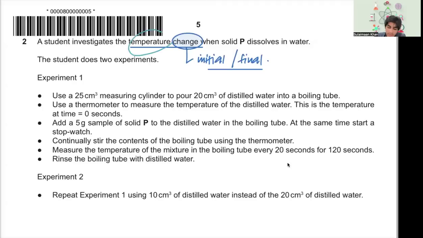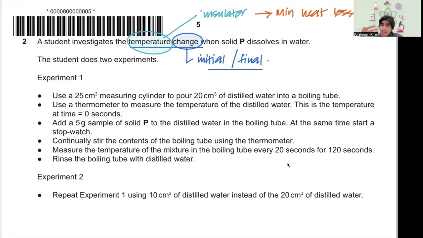The second thing that should click is that if you talk about temperature, remember to carry this out in an insulator, preferably a polystyrene cup. You could use any insulator, but remember, it's to minimize heat loss or heat gain, depending on whether it's endo or exo.